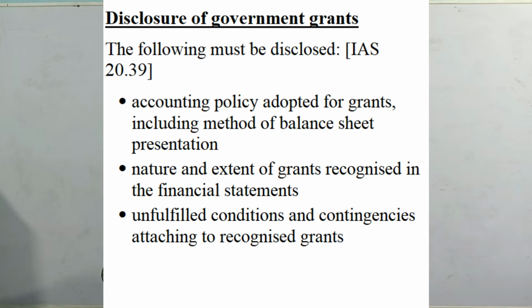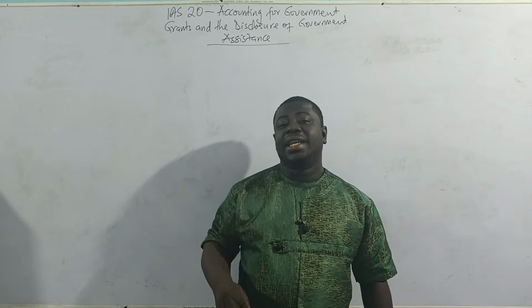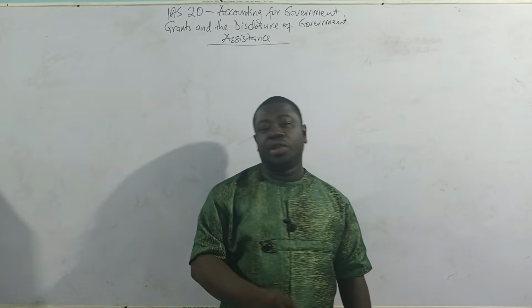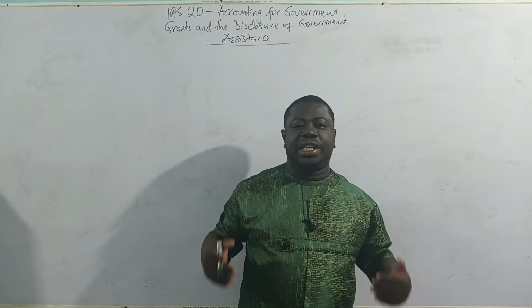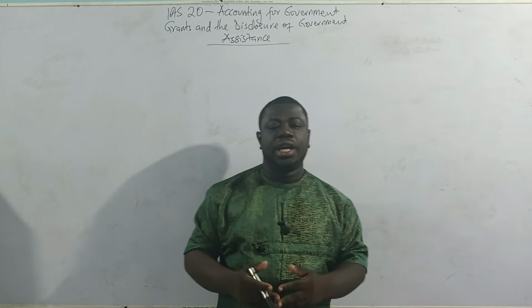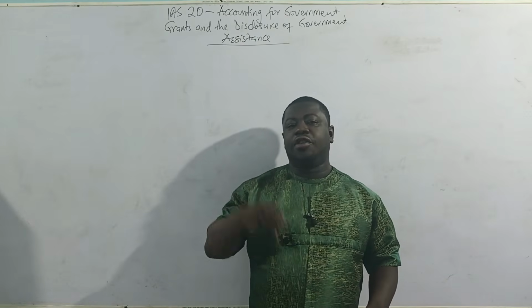And then we look at the last one under the disclosure of government grant. We need to also disclose unfulfilled conditions and contingencies attached to the recognized grant. Now please take note, when I was treating this topic from part 1, I made you understand that grants come with their own conditions and possible contingencies. Most of the time when a government or a government institution gives a grant to a particular organization, the grant is to serve for a purpose and there are conditions attached to the grant for them to fulfill.